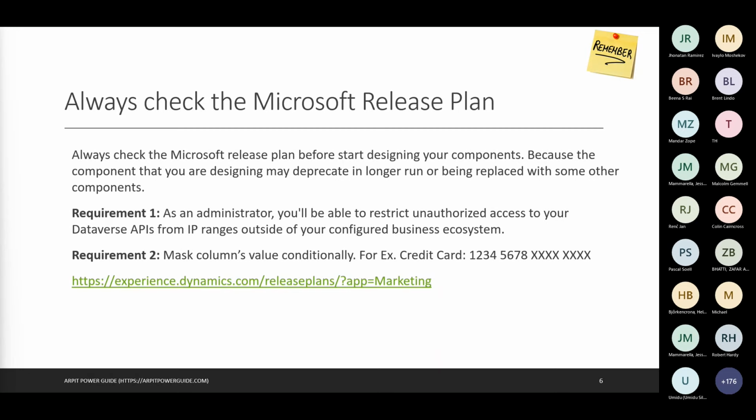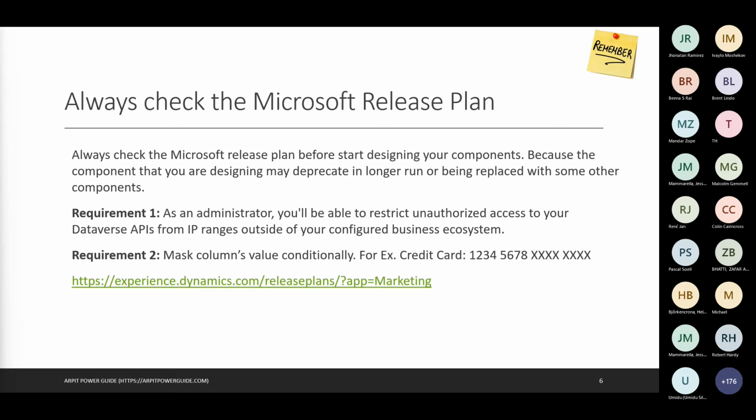So for example, if you get the requirement like, as an administrator, you will be able to restrict unauthorized access to your database API from IP ranges outside of your configured business ecosystem. So let's say you are dealing with your client and you just get this requirement. So what should your approach be?